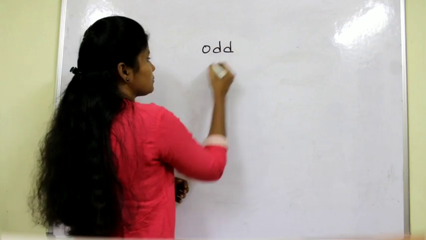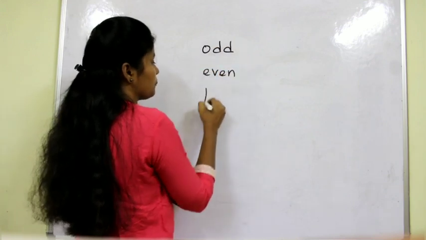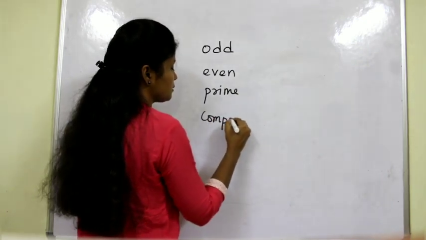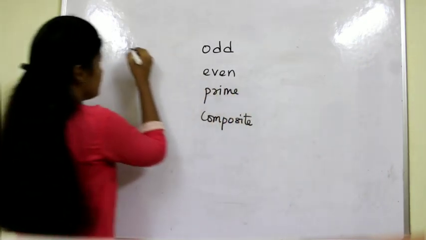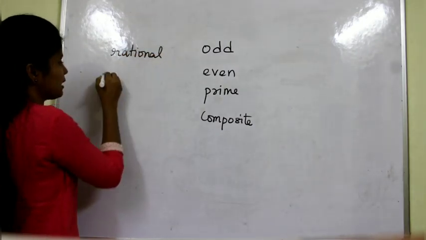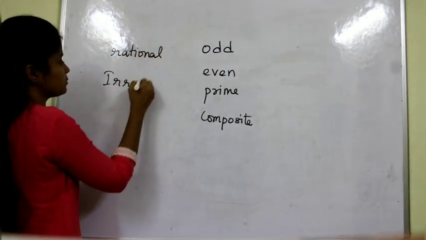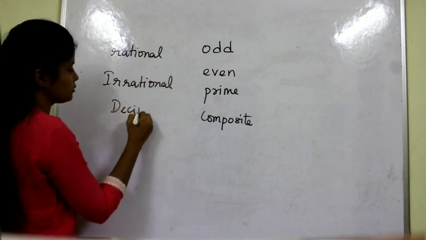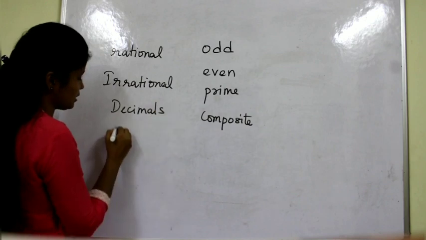Odd numbers, even numbers, prime numbers, composite numbers, rational numbers, irrational numbers, decimals, integers.